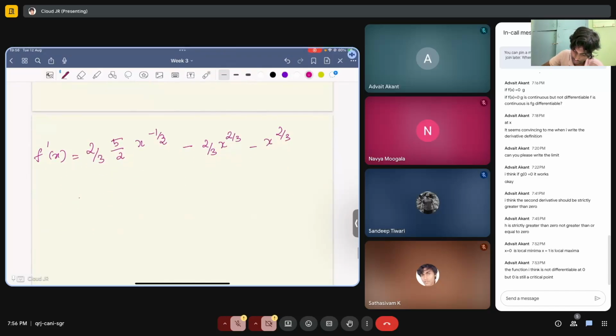Okay, so let's cancel it and see. So this is 5 by 3 x power minus 1 by 3 minus 2, no, minus 5 by 3 x power 2 by 3. Okay, so this is my function and yeah, I think maybe the second derivative test may be easier.